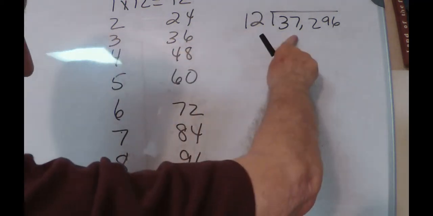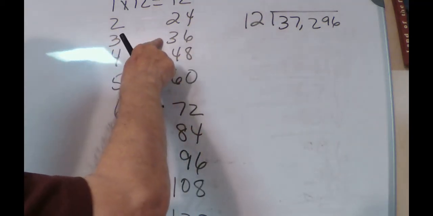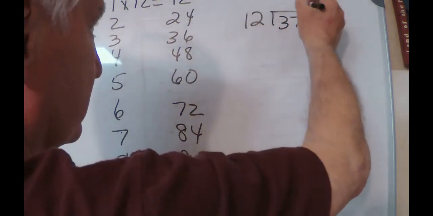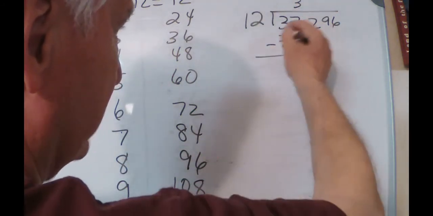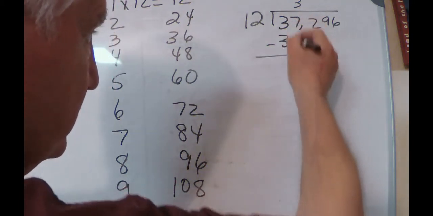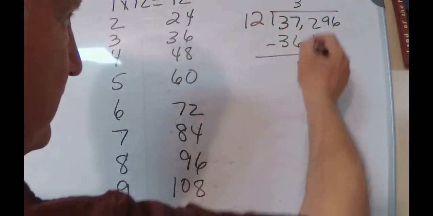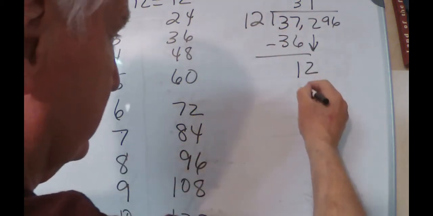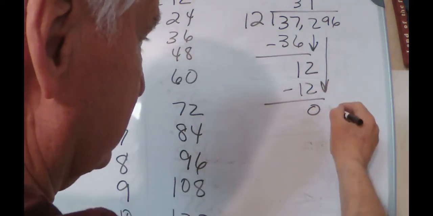So 12 goes into 37. Well, I can't use 48 because that's too big, but I can use 36. So that's going to be 3. 3 times 12 is 36. I'm subtracting 36 from 37 is 1. I bring down my 2. 12 goes into 12 one time. That's an easy subtraction. Then I bring down my 9.